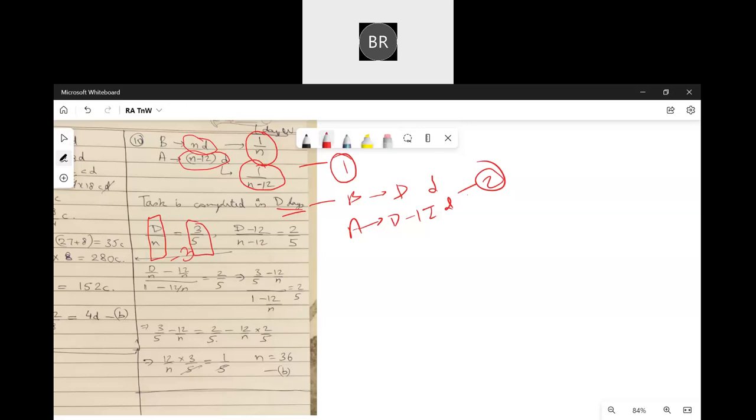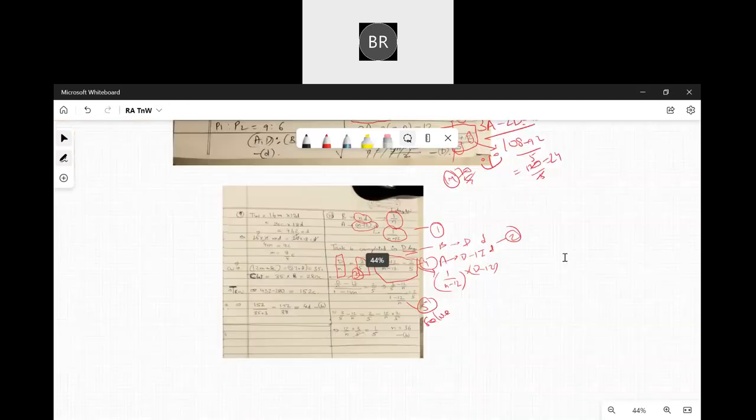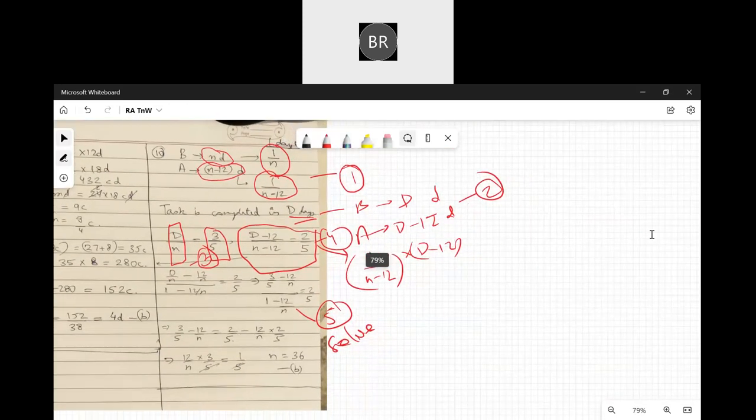Let's call this part number 3. Now total work done by A: see, how much work does A do in one day? 1/(n-12), and A worked D minus 12 days, and this is equal to 40%, so this is equal to 2/5. Let's call it part number 4. After this it is simple, I have done nothing else; I divided top and bottom by n and solved it. If you have a doubt about my solving, you should redo it at home and you will understand. Tell me, is this clear, or any part I have labeled? Those who had a doubt, tell me once first: did you understand what has been done here?